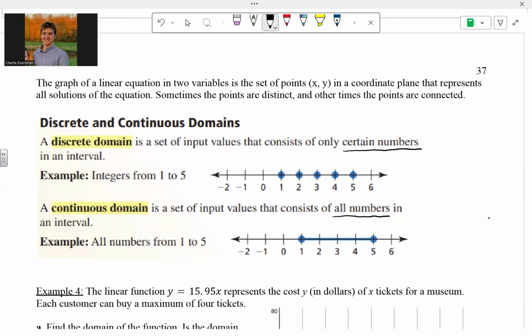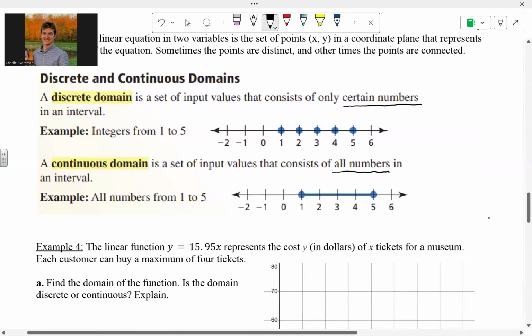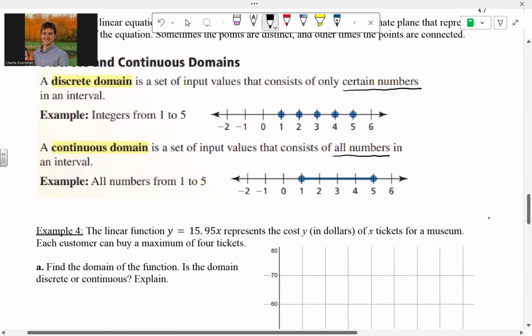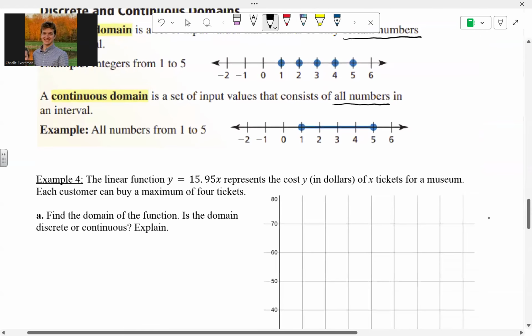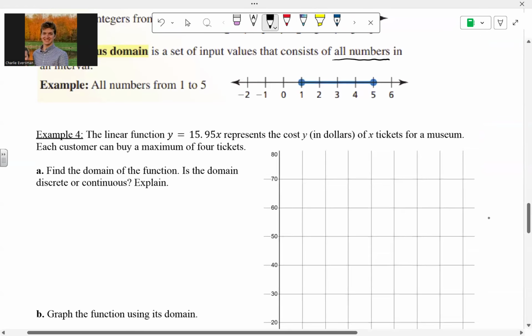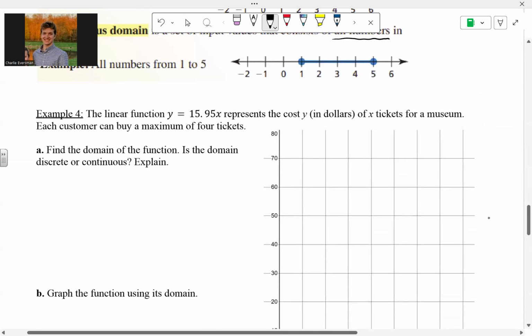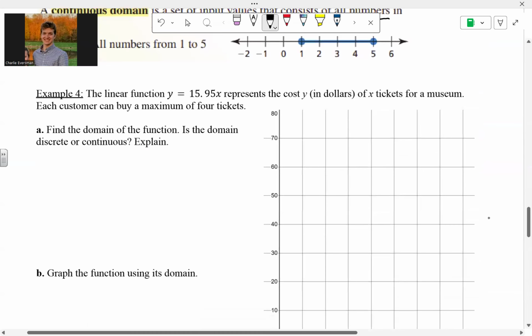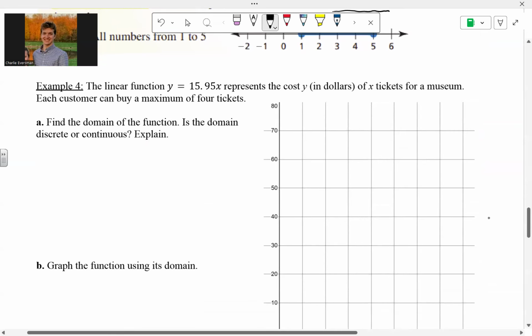And so we're going to look at two examples of both, and I hope you're kind of connecting the dots here, and not literally, metaphorically, I guess, because you can only connect them for a continuous domain. But here I'm looking at the function y is equal to 15.95x, right? This represents the cost y in dollars of x tickets for a museum. We're given this condition at the end too. Each customer can buy a maximum of 4 tickets.